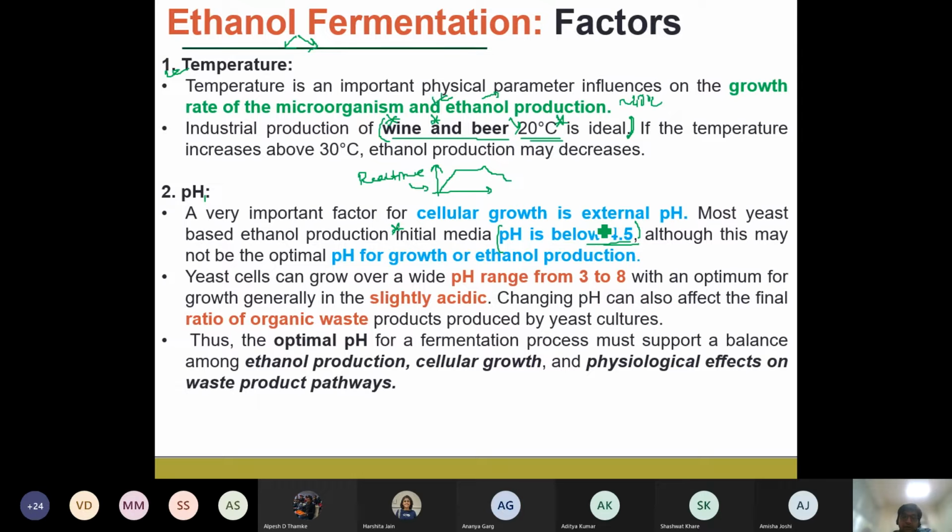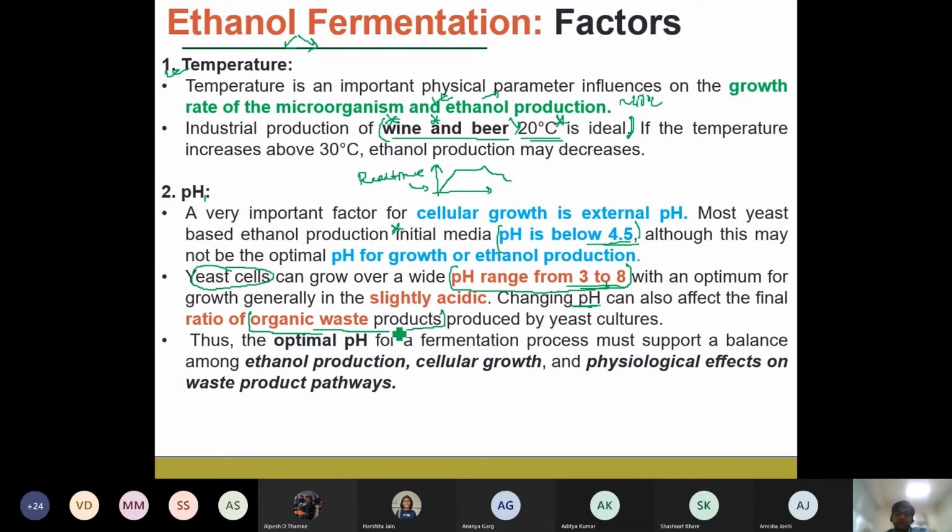Okay, so generally, if you see in the case of ethanol formation, the initial pH is around 4.5. But if you see the capacity of these particular yeast cells to grow and produce the ethanol, that pH range is from 3 to 8. So this is an optimum range at which the microbes can grow. Okay, at which the yeast cell can grow and produce, for example, the ethanol. And it has been found that by changing the pH, the amount of the organic acid products that are being produced is going to change.